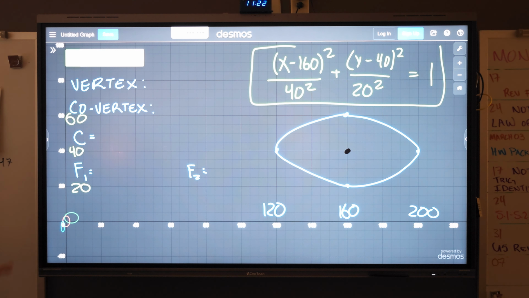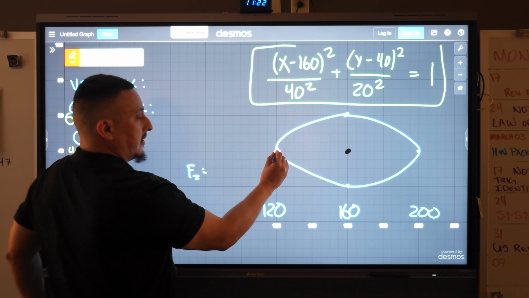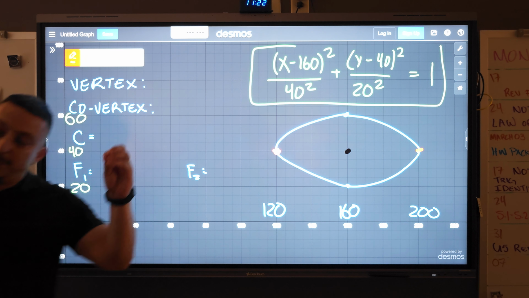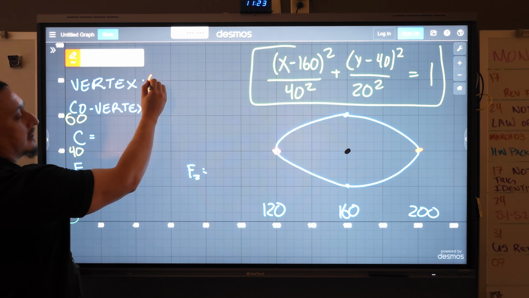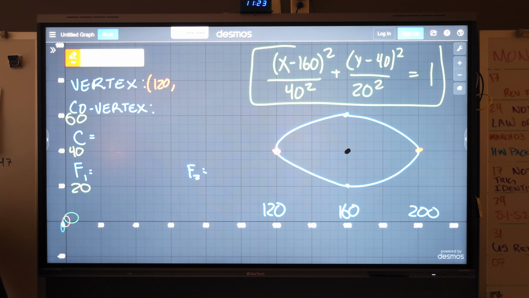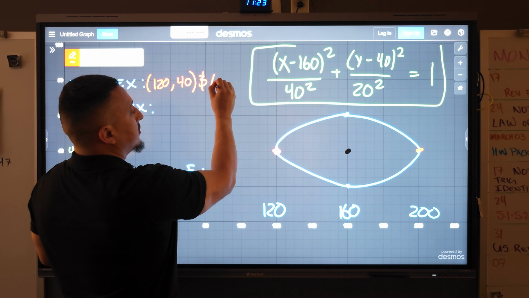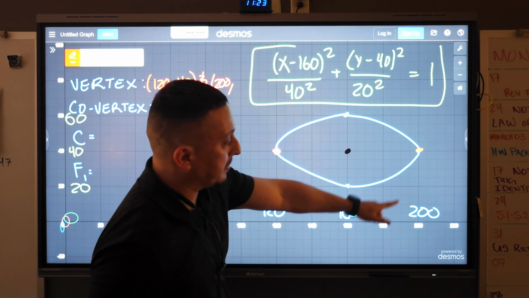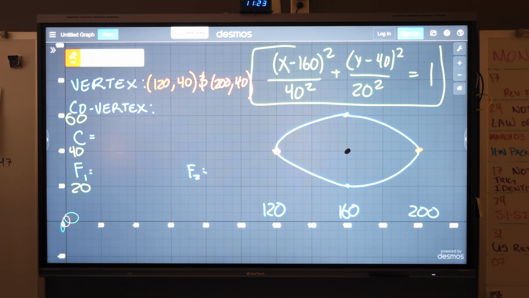Now let's get all these answers. We haven't done a problem with all the parts. Like this is the first one. Okay, so here's the vertex. Let me switch color. This and this is the vertex. The corners on the long side. So what's this location? 120, 40. That's one of them. That's that left one. The right one is at 200, same height, 40.